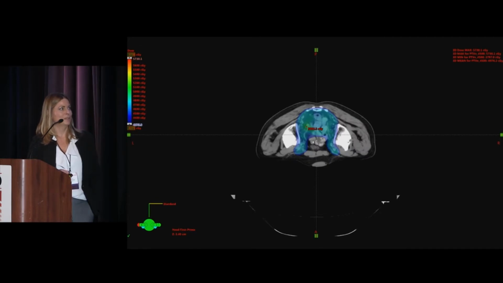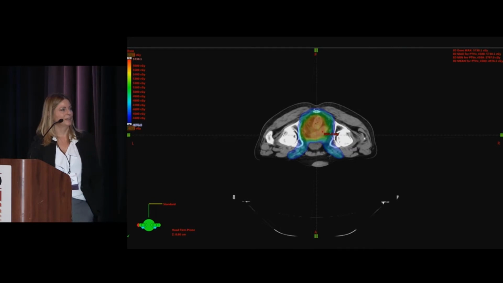We're getting into where the rectum is, and we're starting to get some mesorectal tissue. Next. Next. And so now we're really into the heart of the mesorectum, and his tumor's so big that this starts to get into that high dose region.